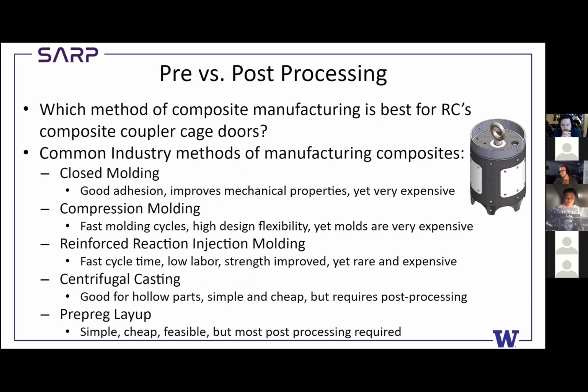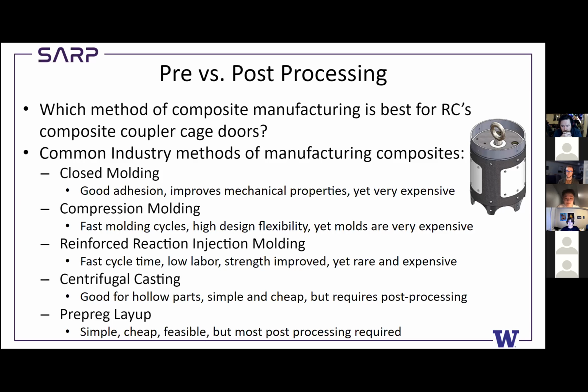All right, so I'm going to go over the research we did for our pre versus post processing. The question we wanted to answer was which method of composite manufacturing is best for our recovery coupler's composite cage doors. We did some research into common industry methods, and these are the main ones I found. They were closed molding, which is good adhesion and improves mechanical properties, but it's very expensive. And the expensive part, you're going to see a lot. That is the case for most of these.